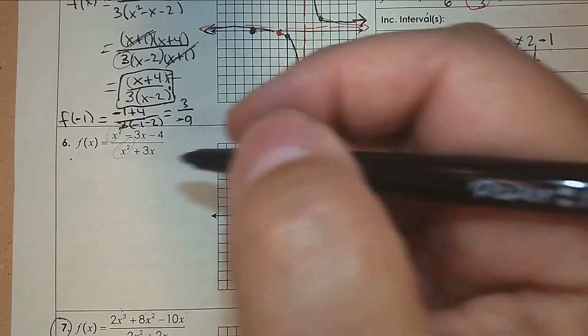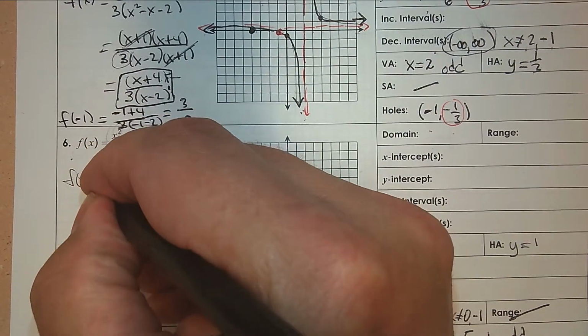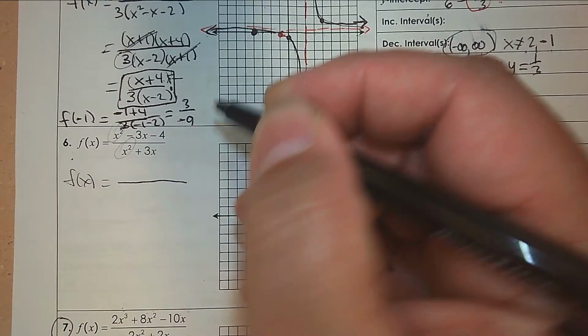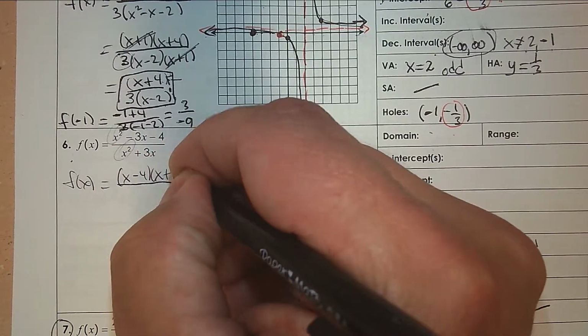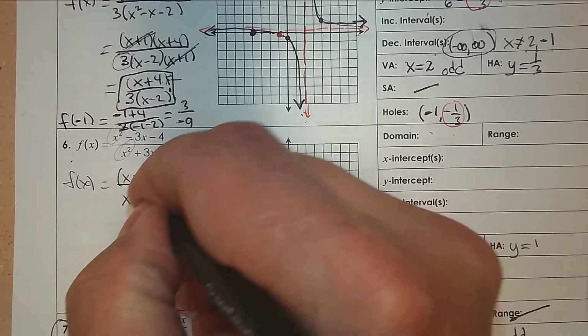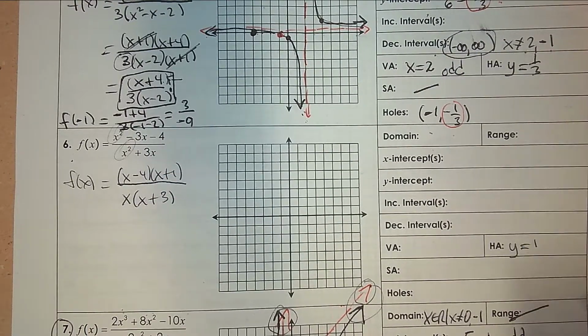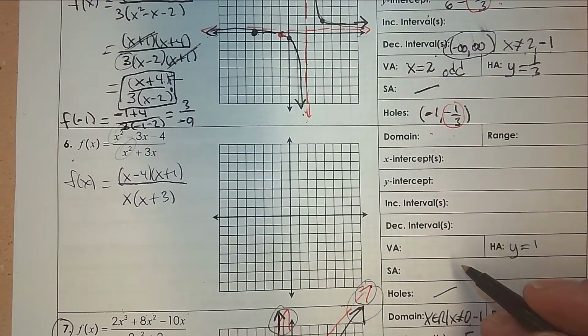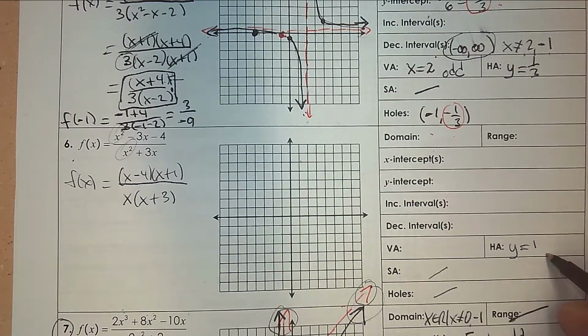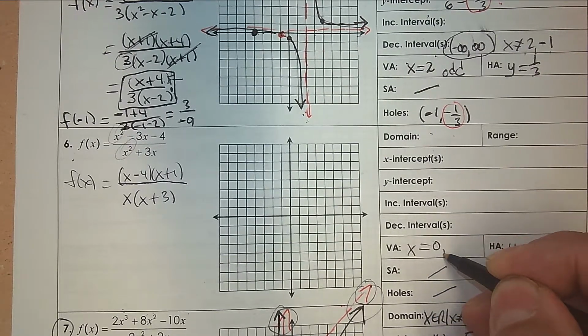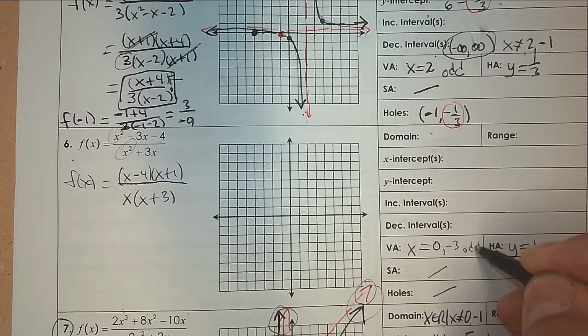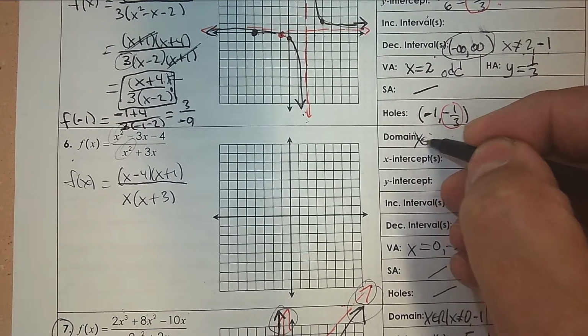Next, I look to see if we can factor. So it's -4 and +1. Let's take out an x plus 3. There's nothing removable, so there's no hole. There's also no slanted asymptote because there's a horizontal. We have two vertical asymptotes at 0 and -3, and they both are odd. So there's my domain.